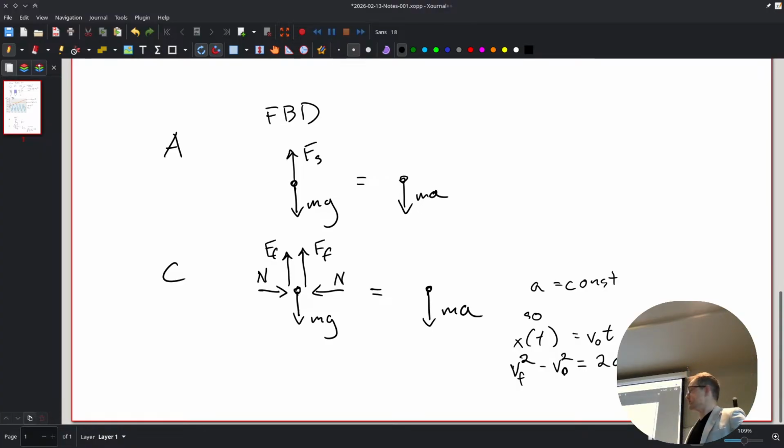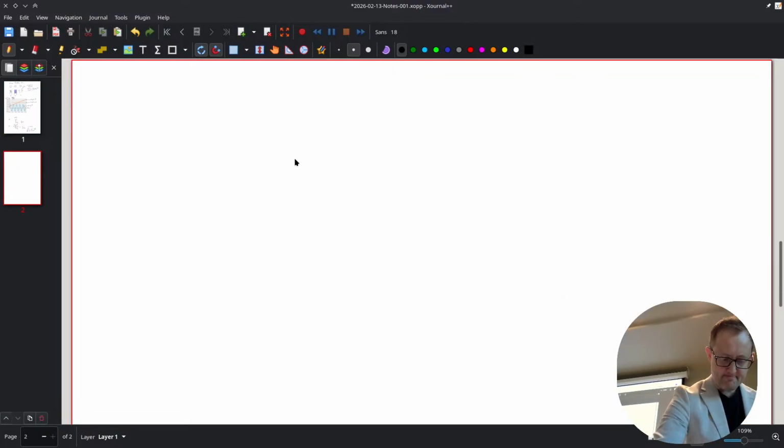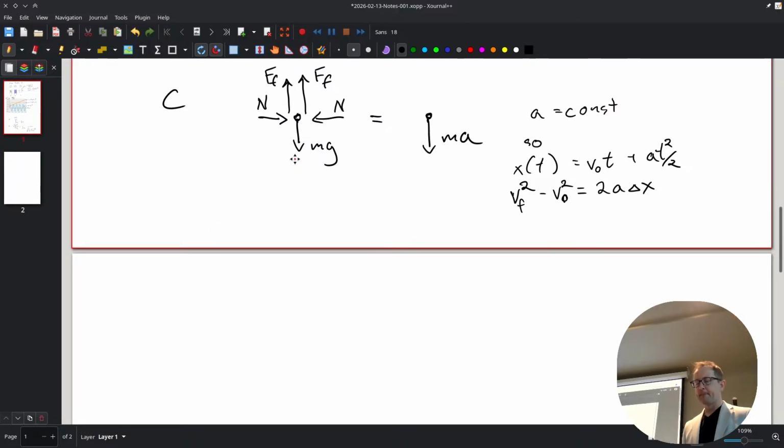And then we can use, oh, I'm covering up. If you can get to a free body diagram where constant forces are applied, then the kinematic solutions all work out.